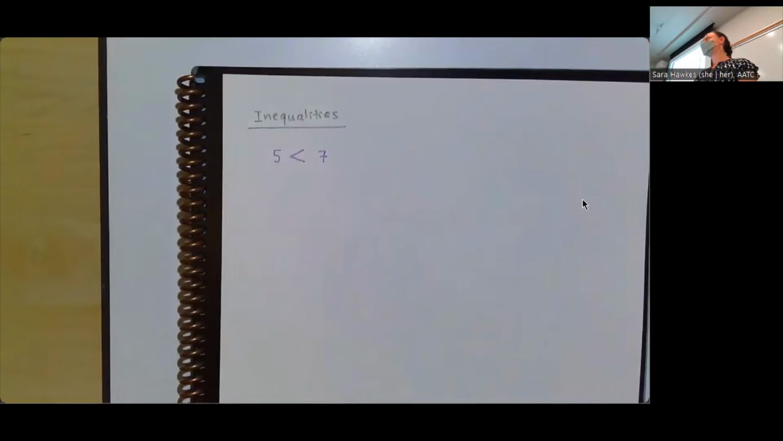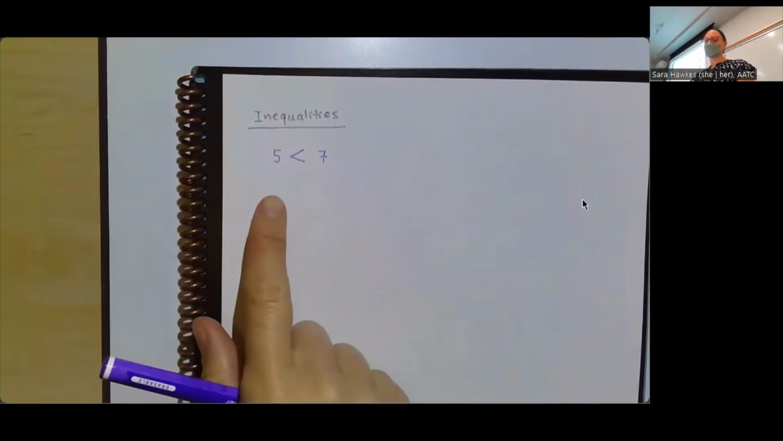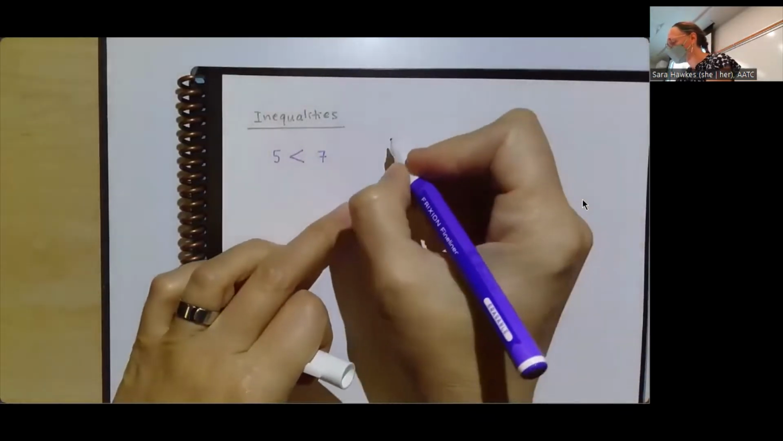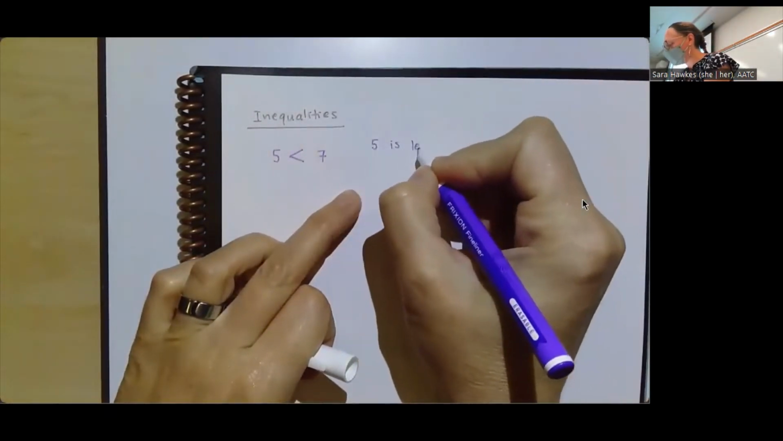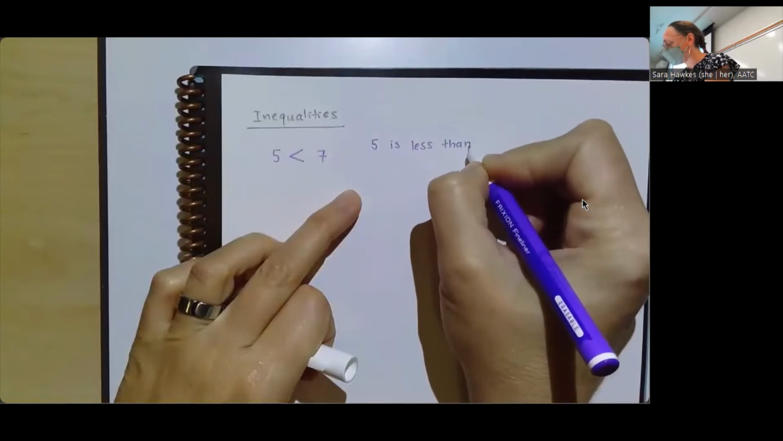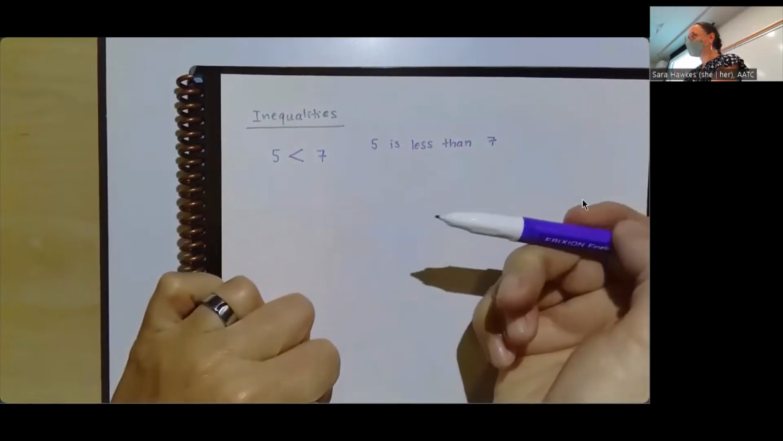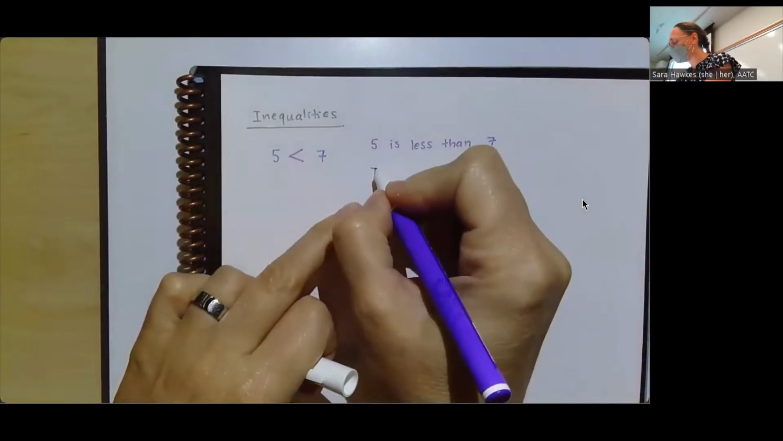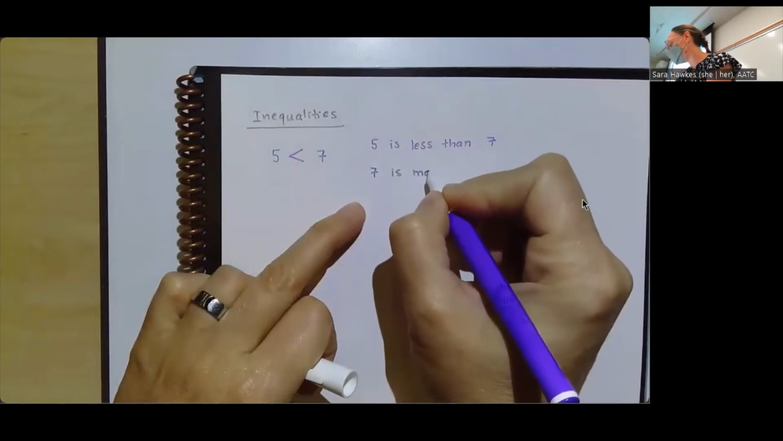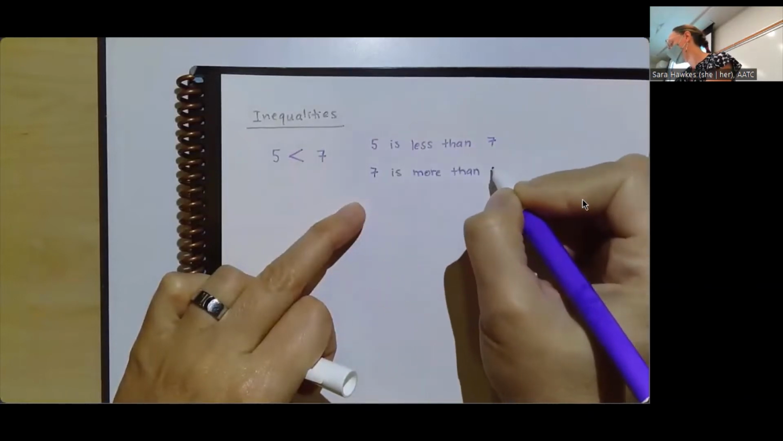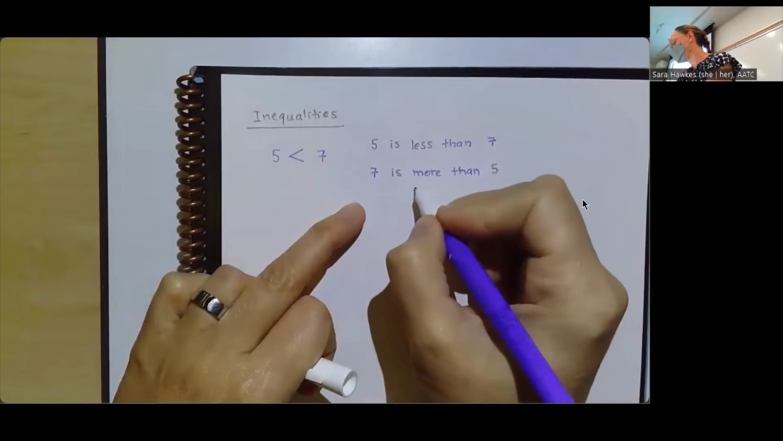So here's the thing. In English, we tend to read from left to right, but I can read this inequality in either direction as long as I change the words that I'm saying. If I were to read this inequality from left to right, I would read this as 5 is less than 7. And if I were reading it from right to left, I would read this as 7 is more than 5, or I could say 7 is greater than 5.